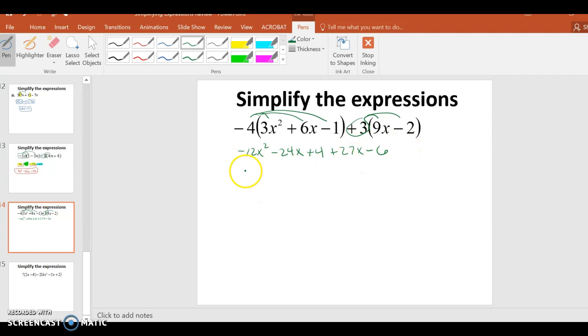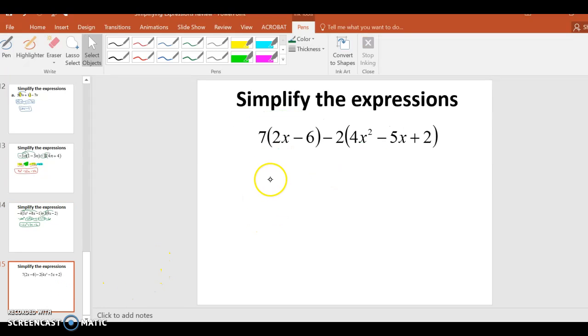So when I go to simplify this, I'm going to bring down the negative 12x squared. There's nothing to combine that with. Then I have negative 24x plus 27x is going to give me positive 3x. Make sure you add and subtract correctly. And 4 minus 6 would give you minus 2. And we are done.